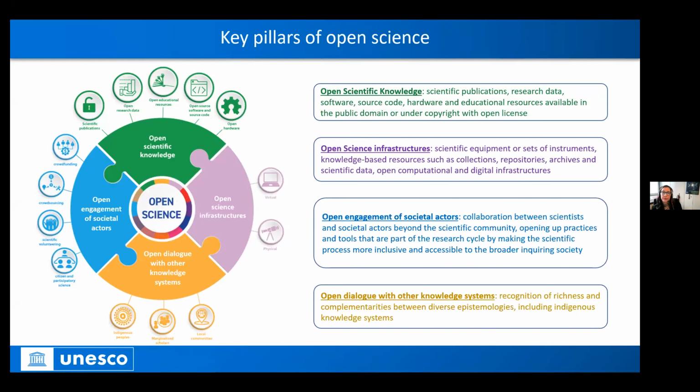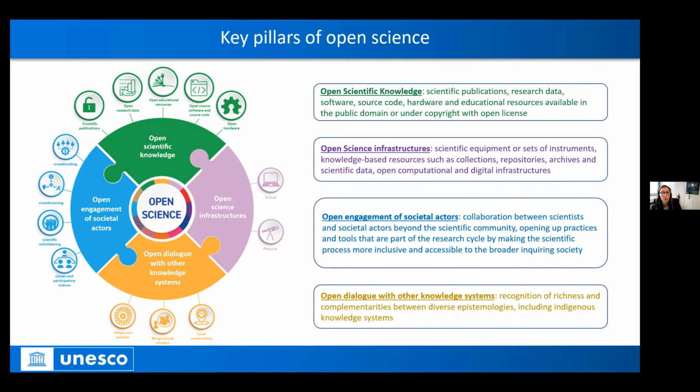Again, just to put everything in perspective, as I said, the recommendation defines what open science is, and it defines its different pillars. As you will see from this graph, the definition of open science in the recommendation goes beyond open access to scientific publications and open access to data. It even goes beyond open science infrastructures, be it virtual or physical, to also include openness towards society through an open dialogue with other knowledge systems, marginalized scholars, local communities, indigenous peoples, and also an open engagement of other societal actors beyond the scientific community through citizen science or scientific volunteering.